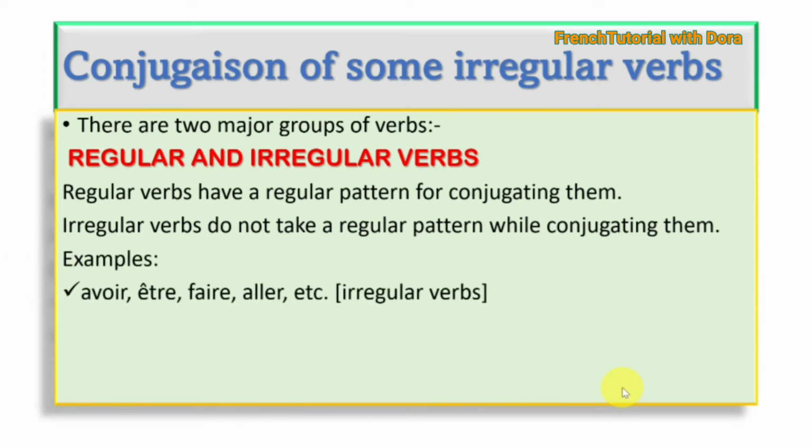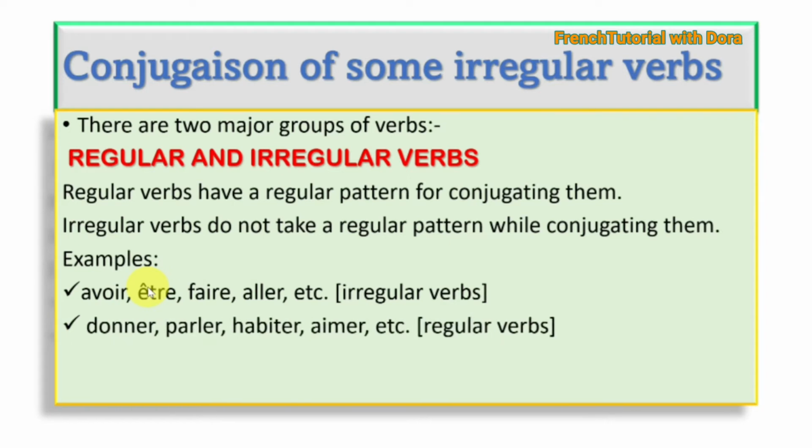For example, we have some irregular verbs here. We have the verbs avoir, être, faire, aller. These are irregular verbs. We're going to conjugate them very shortly. And we have some regular verbs. I listed the ER verbs. These ones are regular. They all end in ER, and when you conjugate them, they take a regular pattern. We're going to meet that very soon, but in another video.